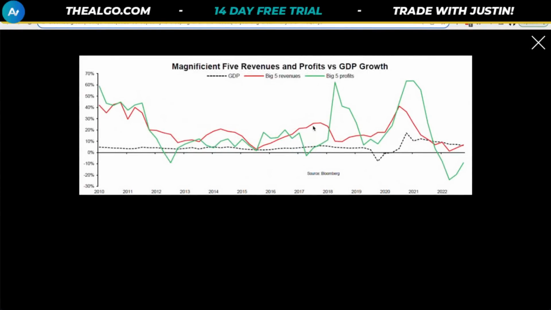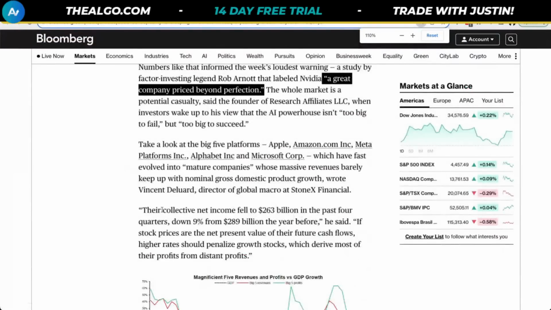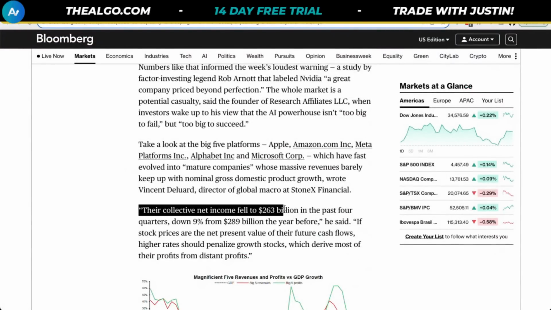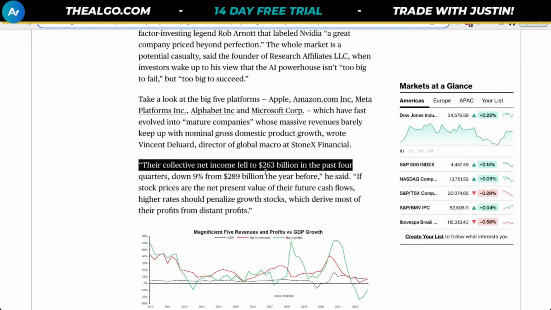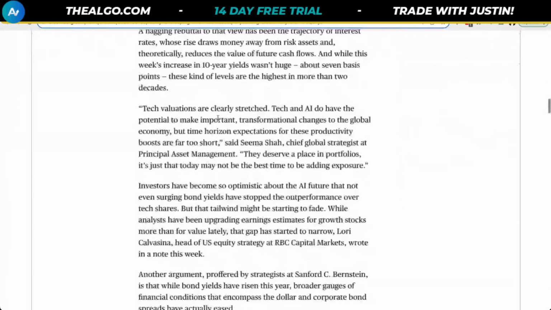If chips lead tech and tech leads SPY, the Magnificent 5 revenue and profit versus GDP growth doesn't look all that great. Big 5 profit, way down. They're negative. Look at the Big 5 revenue, right back down here to basically close to 0. What does that mean? There's some numbers here we can look at. It tells us that their collective net income fell to 263 in the past 4 quarters, down 9% from 289 from a year before. That's what it tells us. It tells us that we should be going lower.